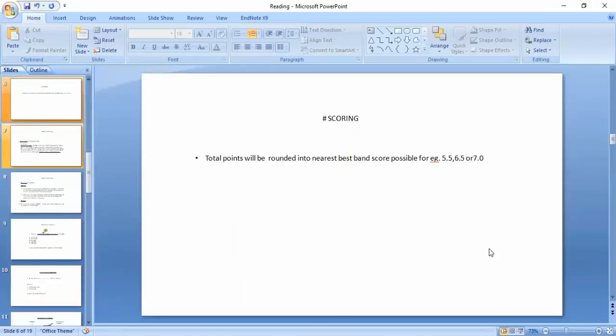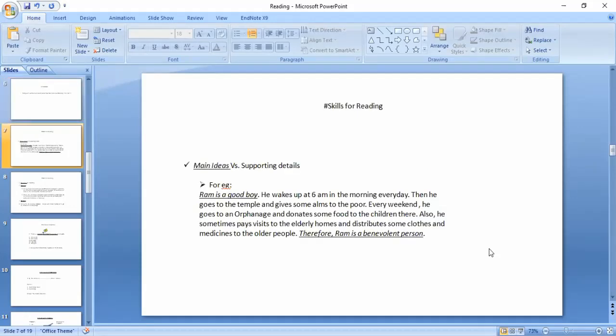Another thing is scoring. Total points will be rounded to the nearest possible band score, for example 5.5, 6.5, or 7.0. You will not have a score of any other numbers like 6.2, 0.25, 0.75, 0.65, or 0.35. You either have a half number or a complete full number. So it could be 5.5, 6.5, or 7.0. It cannot be 6.2 or 7.35.